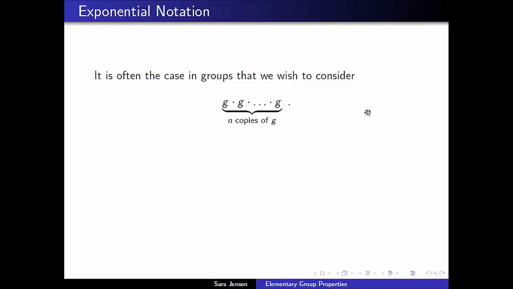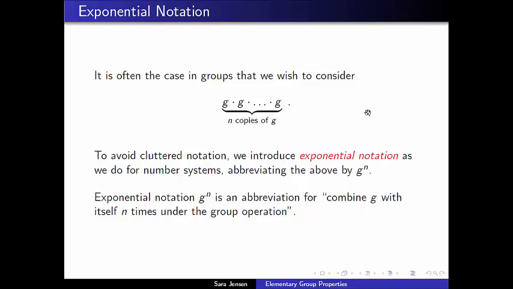Now, our dot operation looks like multiplication, and if we were using multiplication with real numbers here, the way that we would write something like 3 times 3 times 3 times 3 times 3 with 5 copies of 3 would be 3 to the 5th. And so we are going to borrow that notation that we use with the real numbers, and we're going to use it in an arbitrary group.